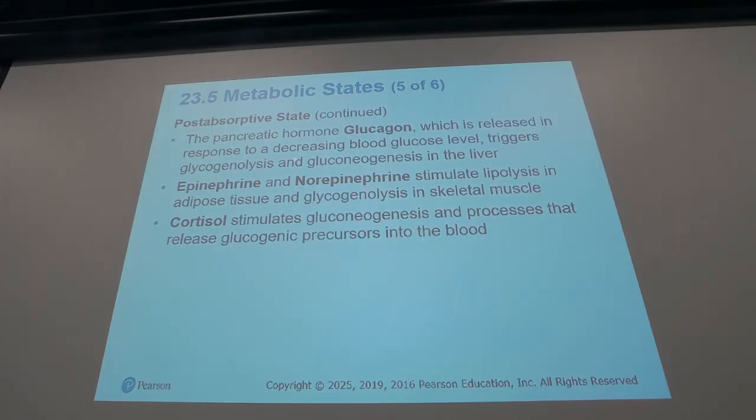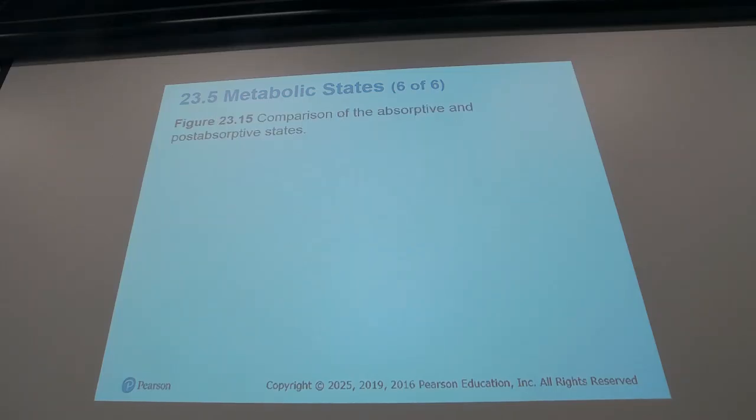Now, in the post-absorptive state, one of the hormones that participates is glucagon. Again, why? Because this one is the one that is going to stimulate glycogenolysis so that you can release your storage of glucose. And then you will also release epinephrine, norepinephrine. And in certain cases, especially during stress time, you will release cortisol. Cortisol stimulates gluconeogenesis, and then you will start releasing glucogenic precursors into the blood.